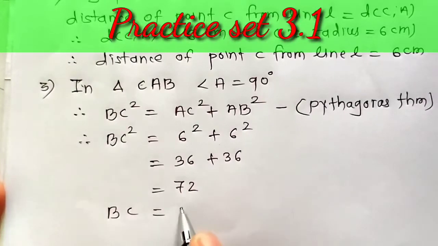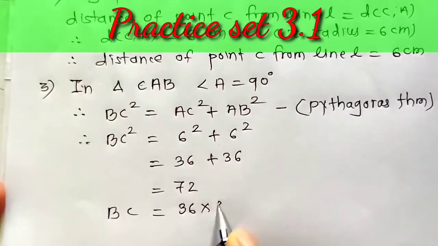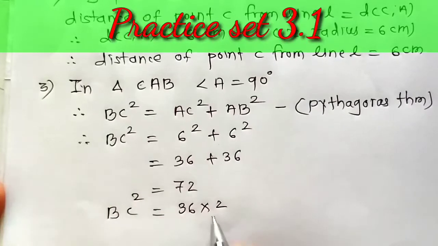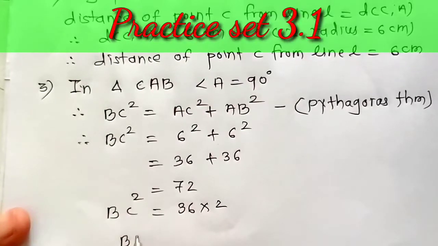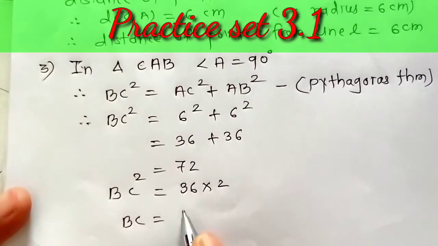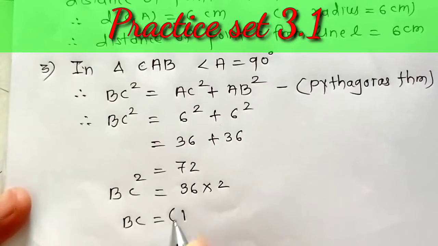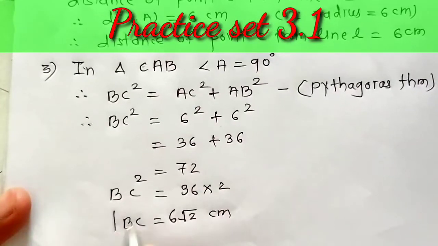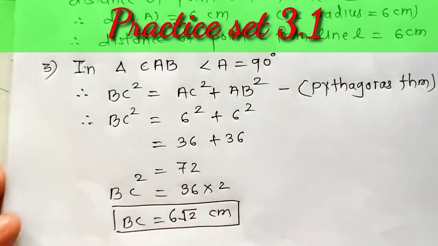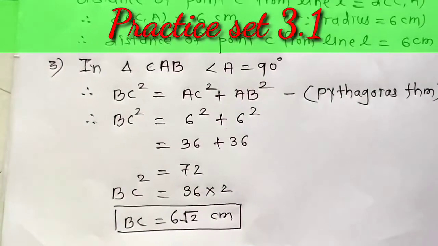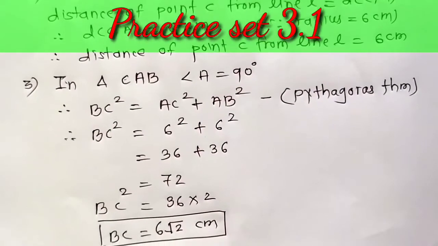72 means 36 multiplied by 2. BC square is equal to 72 means BC square is equal to 36 times 2. So BC is equal to, find the root, 6 root 2 centimeter. So we get BC as 6 root 2 centimeter. So in this way, using the Pythagoras theorem we can find BC.